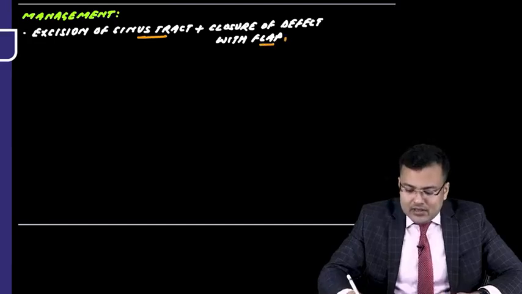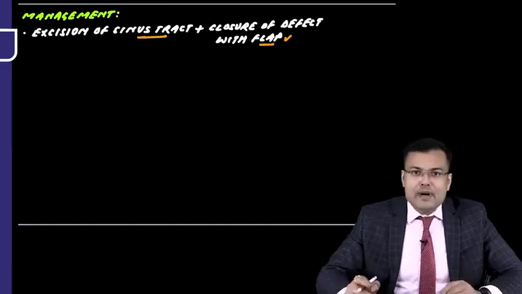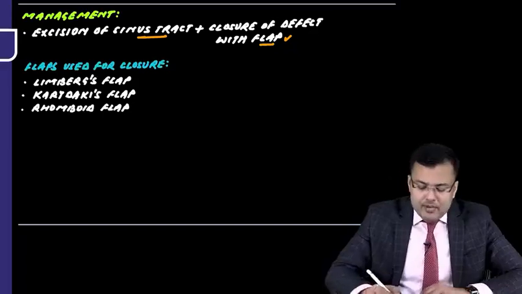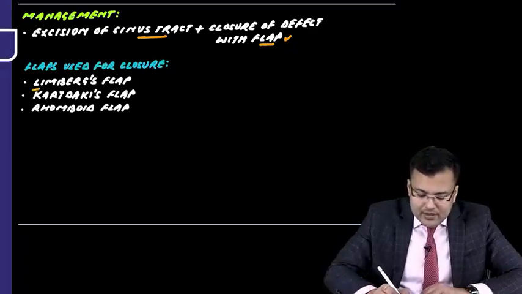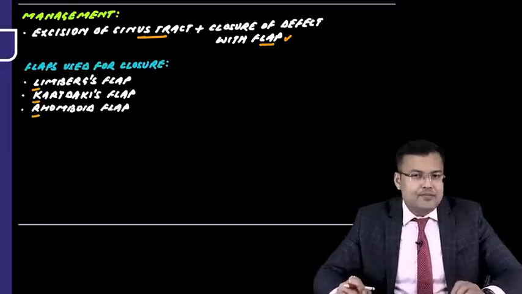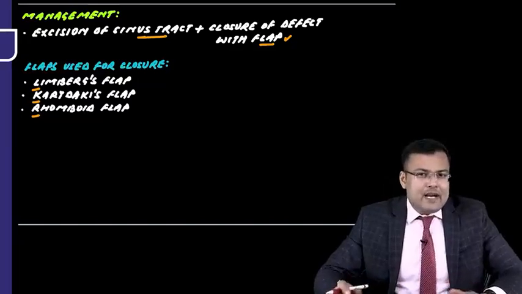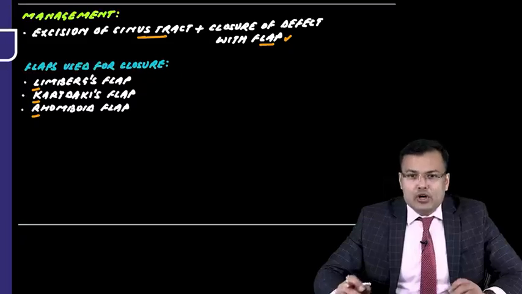Questions are asked that what are the names of flap which are used for pilonidal sinus. You have to remember flaps are Limburg's flap, Karidaki's flap, rhomboid flap. Limburg's flap, Karidaki's flap, rhomboid flap. These are the flaps used for closure of the defect.